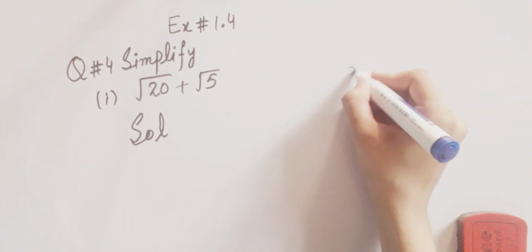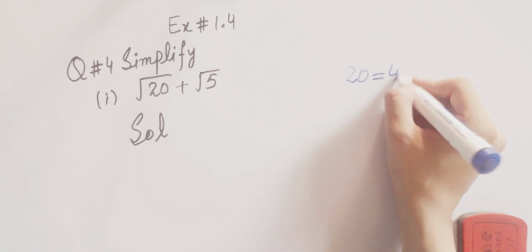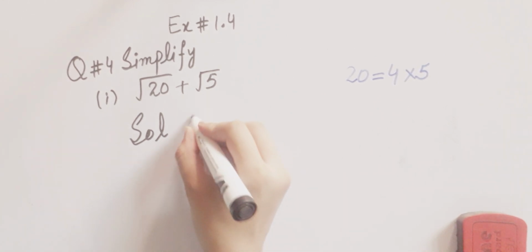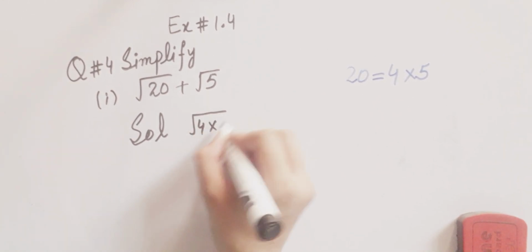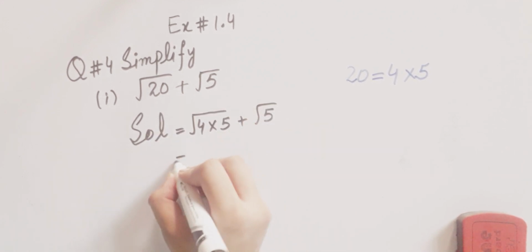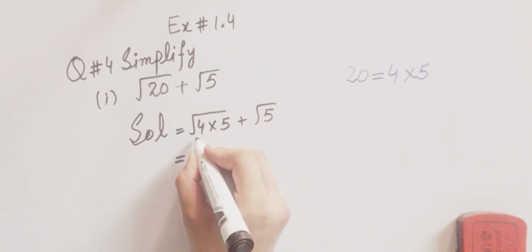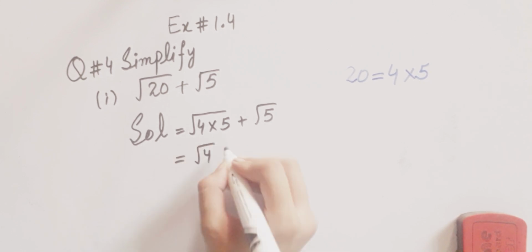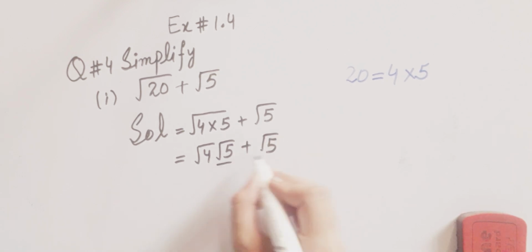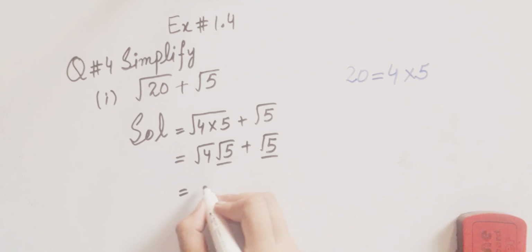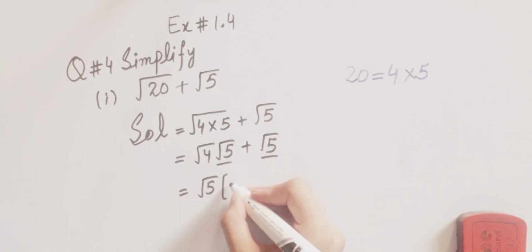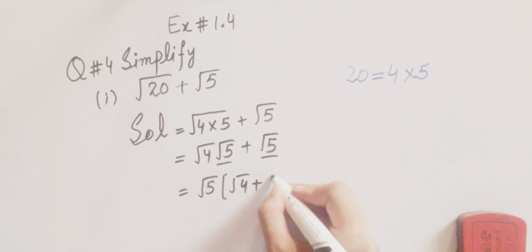We can write 20 as 4 multiply 5. So we can write 4 multiply 5 in place of 20, plus square root of 5. Now we can also write this as square root of 4 square root of 5 plus square root of 5. We will take common square root of 5 by this. Square root of 5 is equal to square root of 4 plus 1.